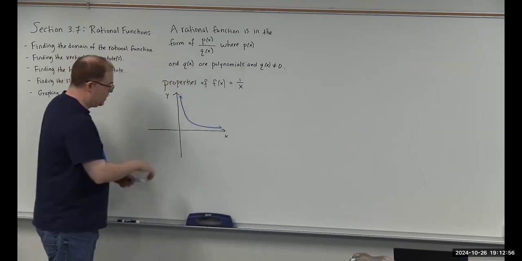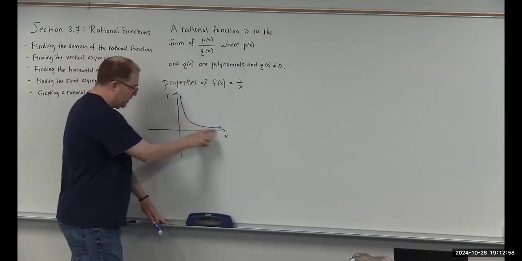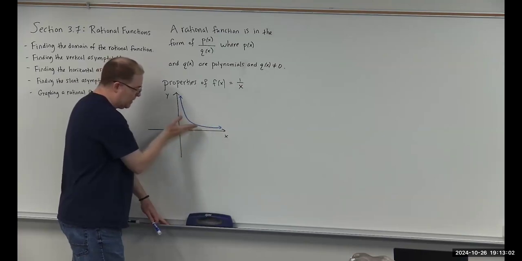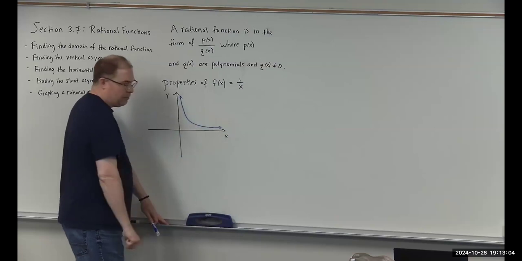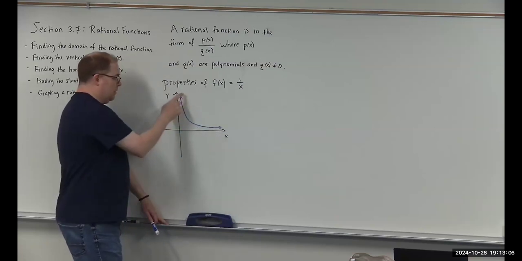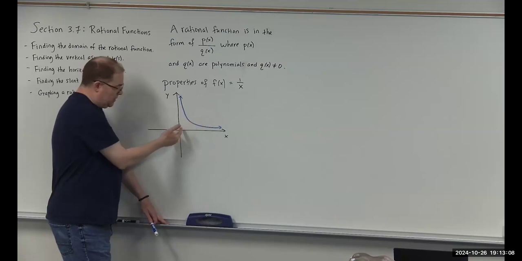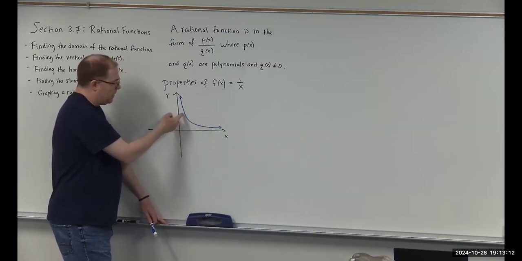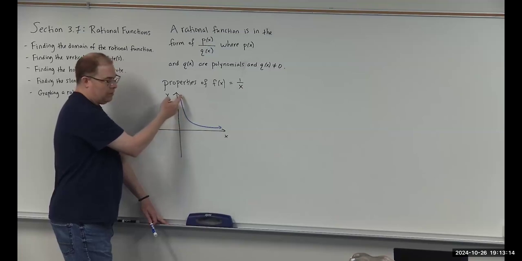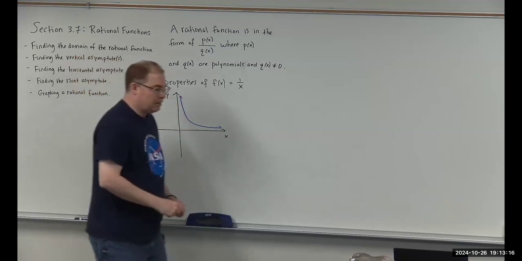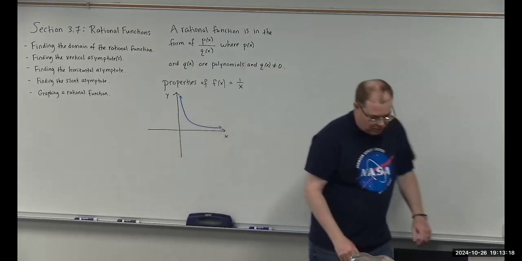So this function is getting closer and closer to the x-axis as x goes to infinity. On the other hand, as x approaches zero, the output values, in other words the y values, are getting bigger and bigger and bigger. And in fact, I can show you this here.